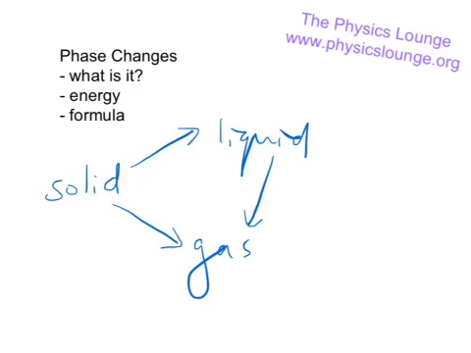And they go the other way as well. Going the other way from a liquid to a solid is freezing. From a gas to a liquid is condensing. And there is a reverse process for sublimation, which we would call vapor deposition.